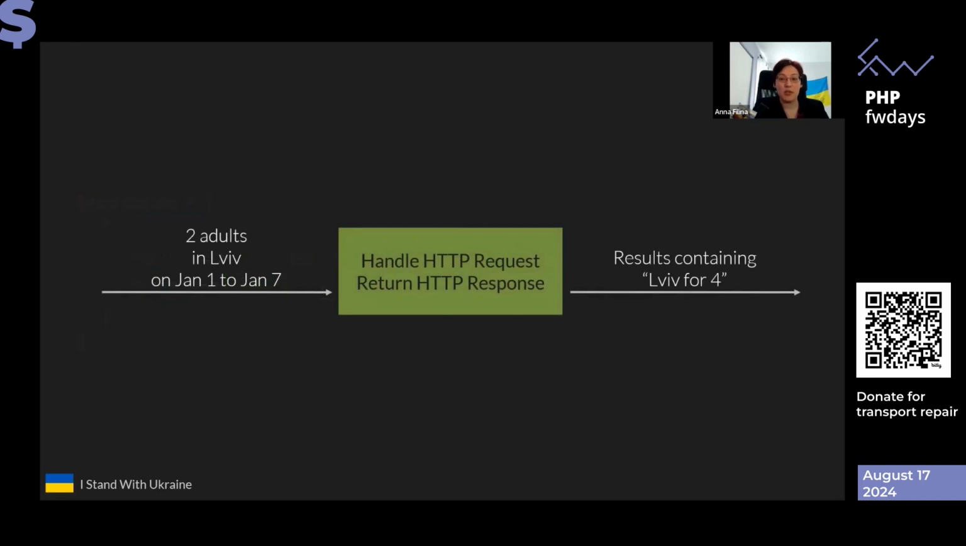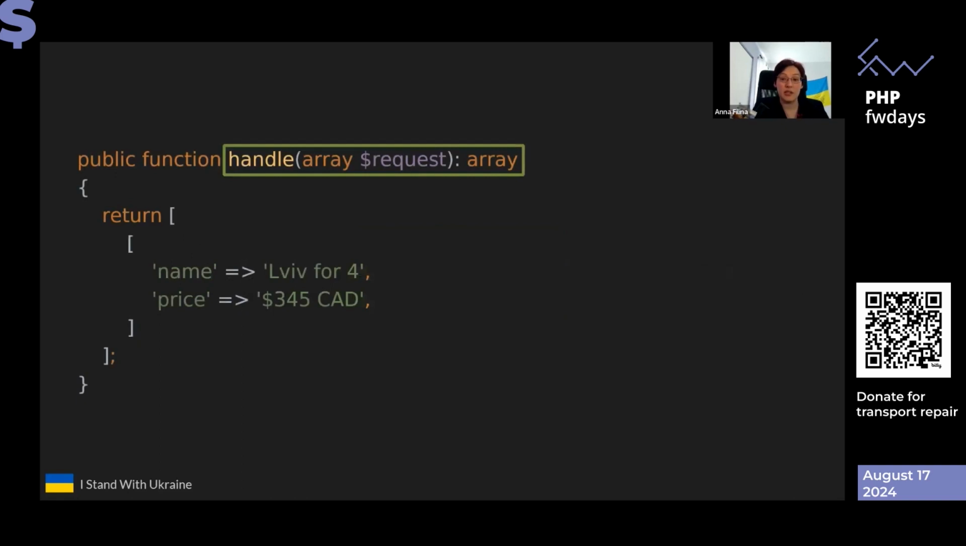But let's go back to the diagram in our head. The middle part is handling a request and returning a response, which is a request handler. So I'm going to write a method called handle, which receives the request as an array and returns a response also as an array for now. Because I don't want to stop and design all the classes. I just want to keep my thoughts flowing as quickly as possible so I can write it down. I don't want to write it down on paper and then have to transcribe it in code. I can just go straight to code.